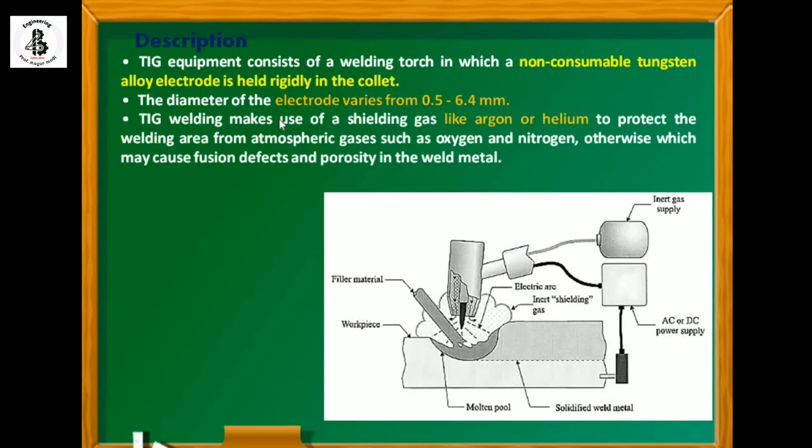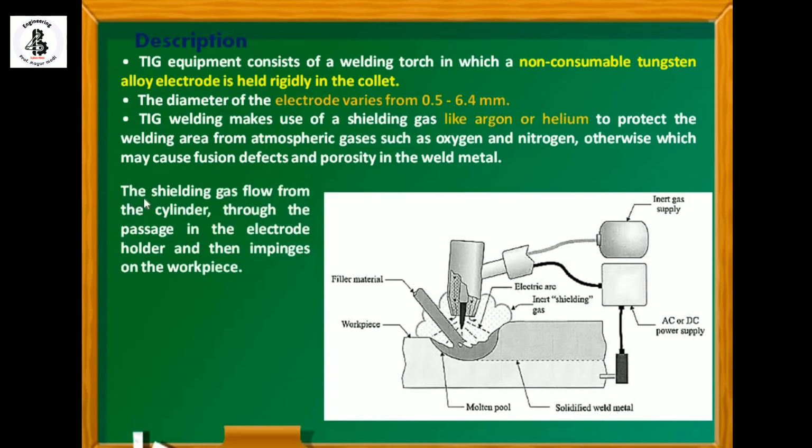TIG welding makes use of a shielding gas like argon and helium to protect the welding area from atmospheric gases such as oxygen and nitrogen, which otherwise may cause fusion defects as well as porosity in the weld. So that has the same kind of characteristics as when a flux is used, but one more advantage of inert gas is that there will be no slag formation during this process.